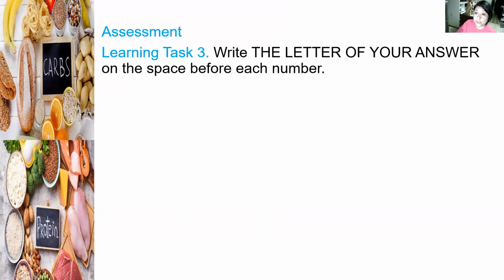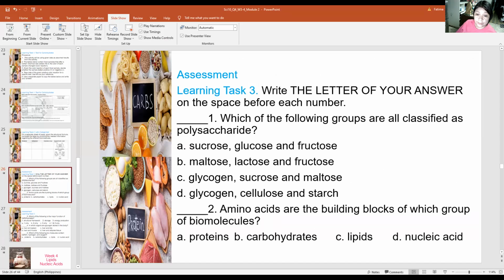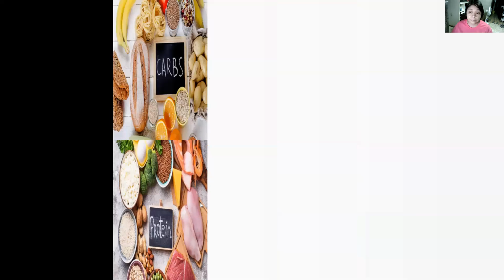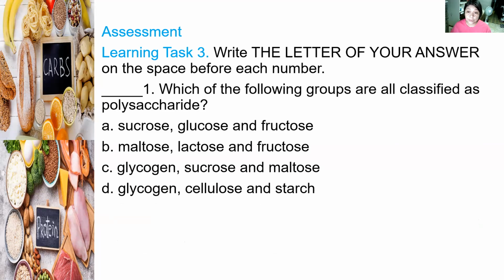So after learning task 2, we go with the assessment for learning task 3. On your answer sheet, you have to write the letter of your answer on the space before each number. Number 1, which of the following groups are all classified as polysaccharide? A, sucrose, glucose, and fructose. B, maltose, lactose, and fructose. C, glycogen, sucrose, and maltose. D, glycogen, cellulose, and starch.